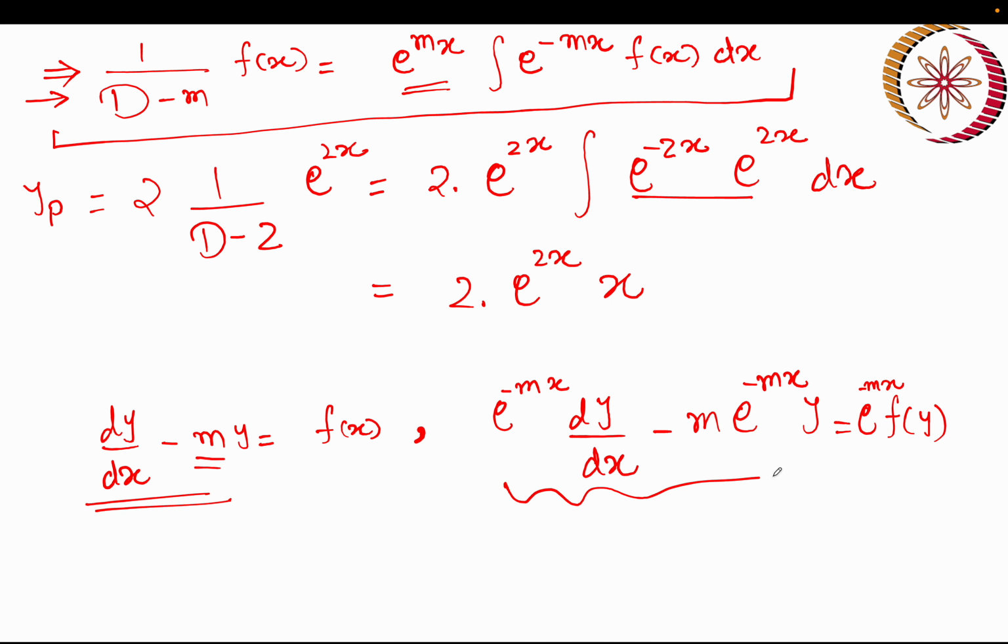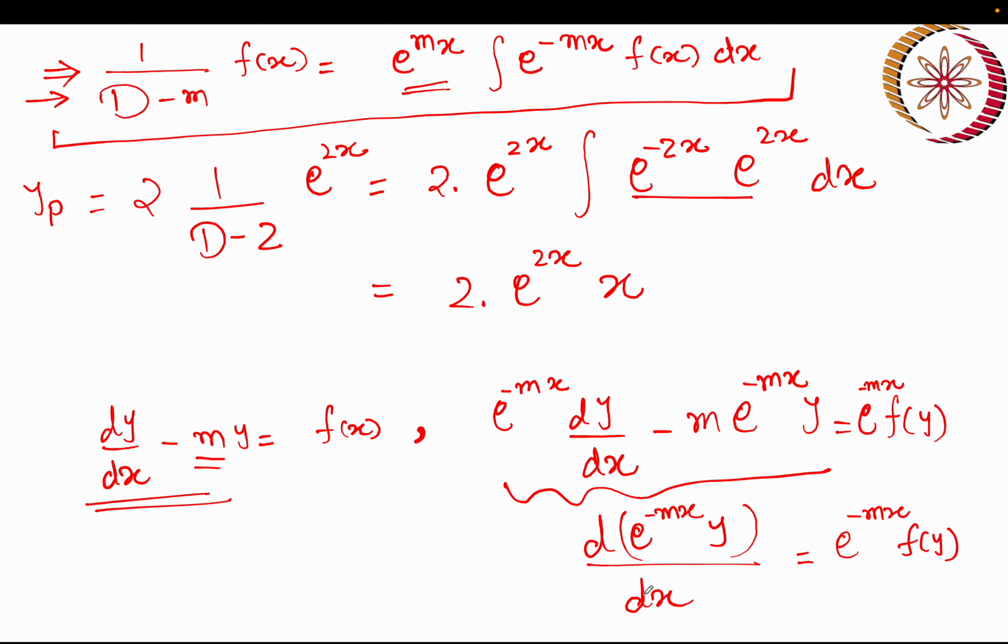Now you can see that the left term is the total derivative, the derivative of e raised to minus mx y, and the right side is e raised to minus mx f of x.